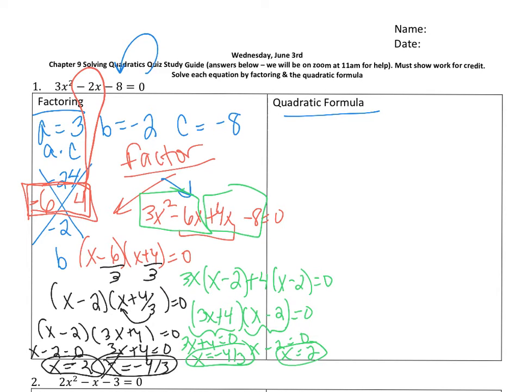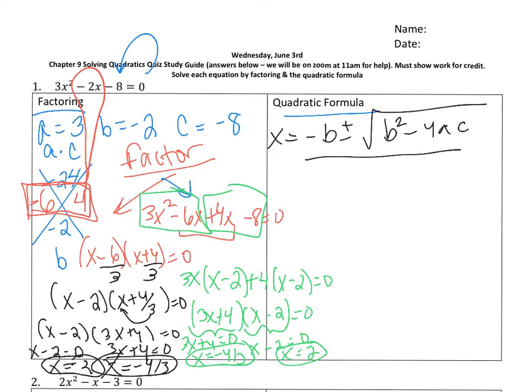Now we're going to do quadratic formula. So for all problems, you have to factor whatever way you prefer, and then you have to do quadratic formula. You should get the same answer. So we know the quadratic formula is x equals -b plus or minus square root b squared minus 4ac all over 2a.